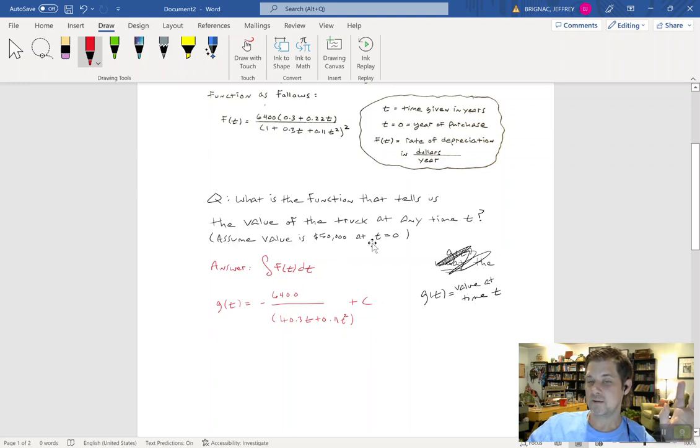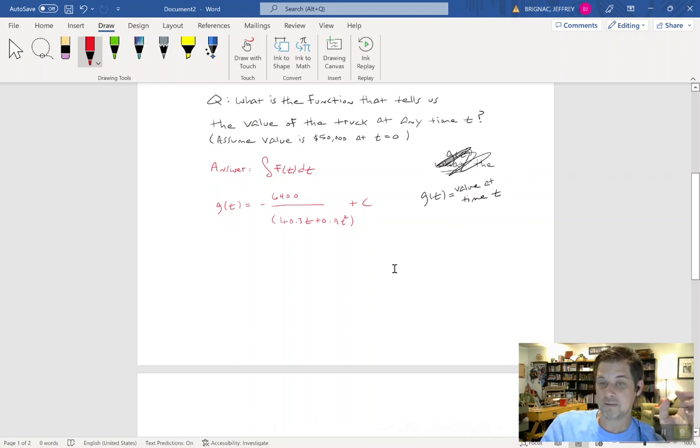But there's this little bit of information down here I can use to get that. It says, assume that the value is $50,000 at the time t is equal to 0. So that means that when I put 0 for t, I get $50,000 for the value. Now, if I put 0 for t, this is 0, this is 0. That wipes all this out, leaves me with a 1 right there. And I get negative 6,400 over 1, which is just negative 6,400 and then plus c. So I can now solve for that constant, and it's 56,400.